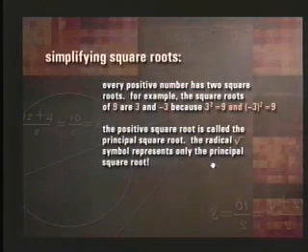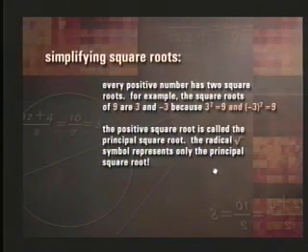Now notice it states, and please get this down in your notes, that every positive number has 2 square roots. For example, the square roots of 9 are 3 and negative 3, based on what we just discussed, because 3 squared equals 9, and negative 3 squared, negative 3 times negative 3, equals 9.